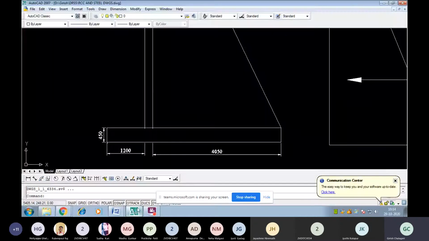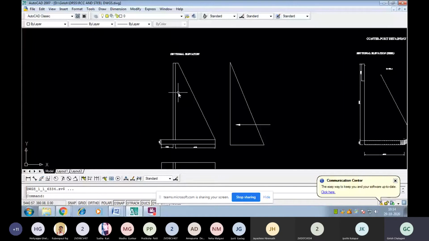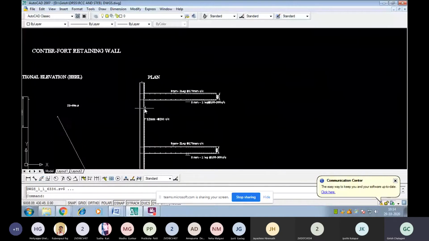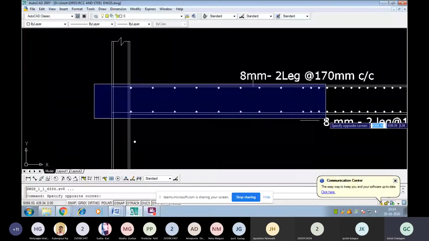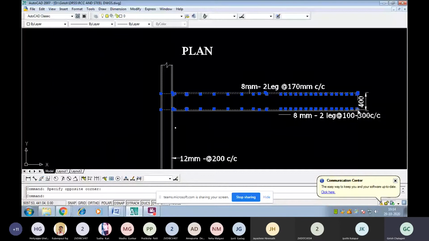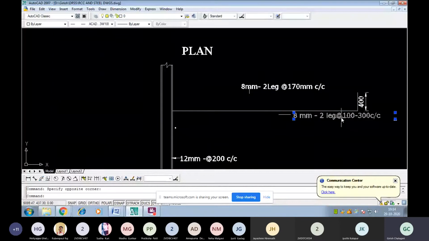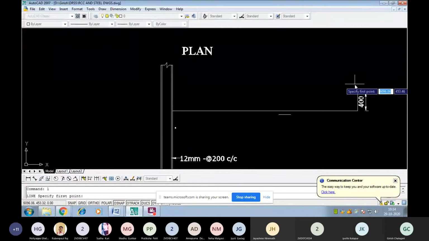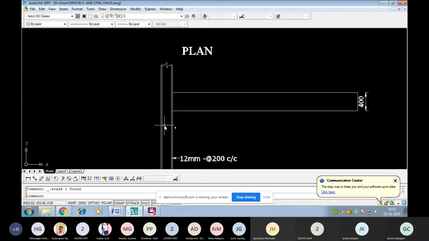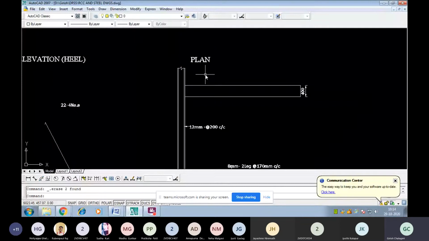What is a counterfort? I told you. We can see here counterforts will be in this fashion, but when we take a plan, we can see this is your counterfort. Yes, guys, this is the counterfort I am drawing.